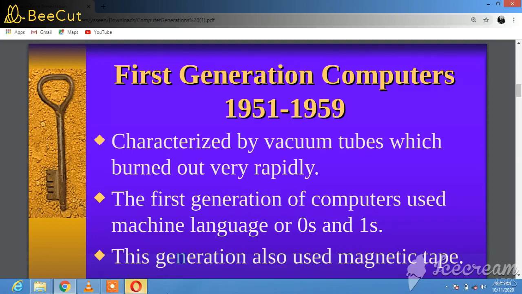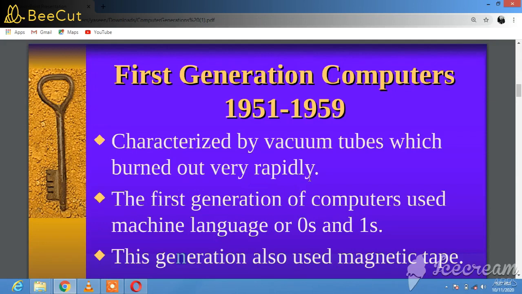The first generation starts from 1940 and ends in 1956. In the first generation, the vacuum tube is used for circuitry and the magnetic drum is used for memory. A vacuum tube is just like an electric bulb, but the drawback is that it frequently burns out, meaning it fuses. Actually, the vacuum tube is an electronic switching device.